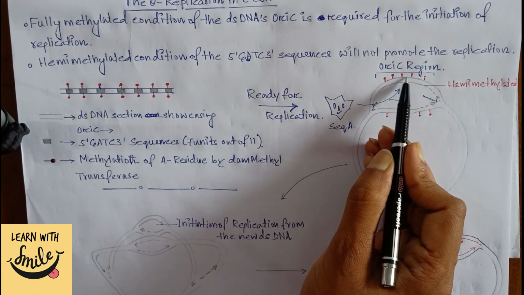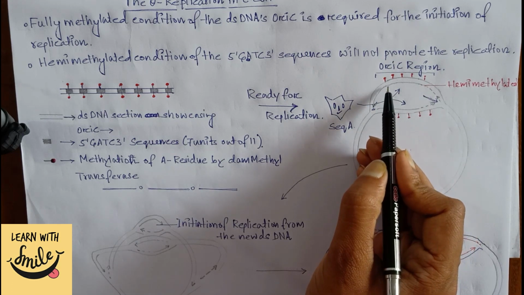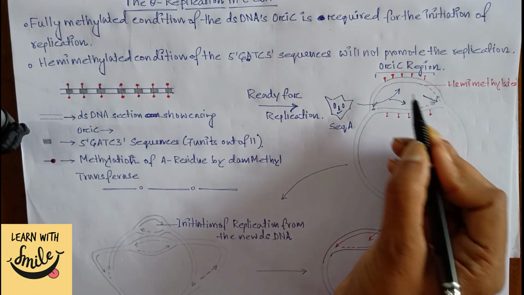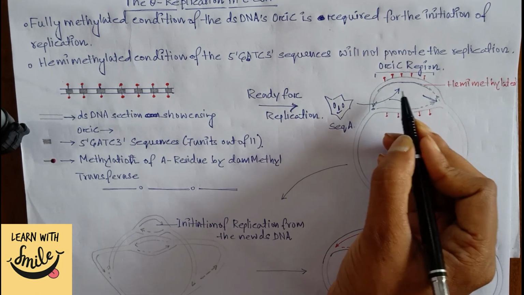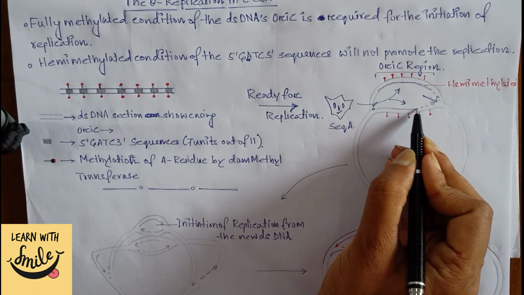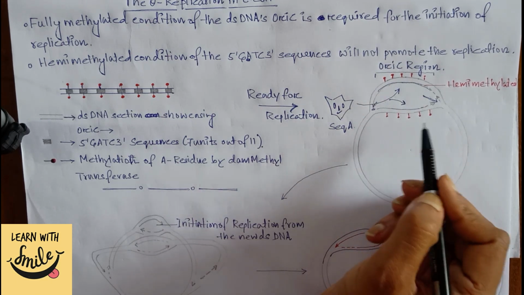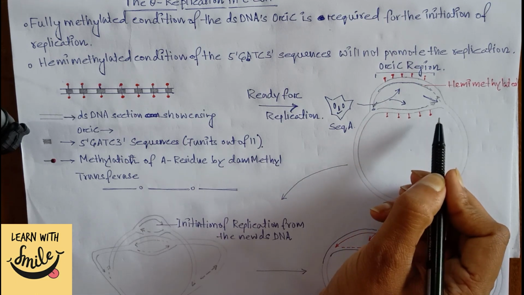When the replication of the ORIC region is accomplished, there is a formation of two newly synthesized DNA which contain the ORIC region. For example, this is the first newly synthesized DNA which contains the ORIC region. This is the second newly synthesized DNA which contains the ORIC region, and these two strands, where you can see this red dotted picture, is the parental strand.